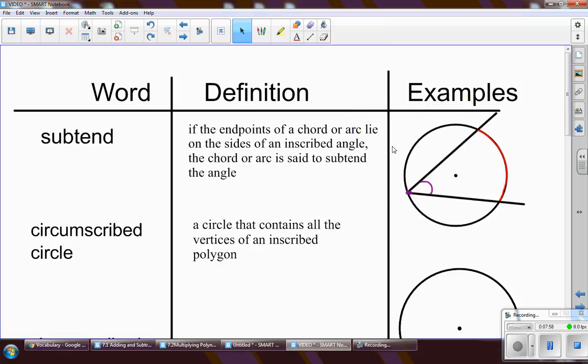Subtend. If the endpoints of a chord or arc lie on the sides of an inscribed angle, the chord or arc is said to subtend the angle. So for example, this arc right here, this red arc, subtends this angle right here. Another way you could say this is that this angle intercepts this arc. This angle intercepts the arc, but this arc subtends this angle.